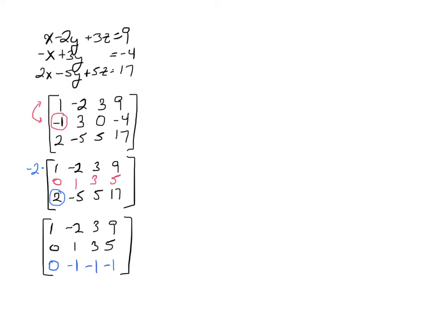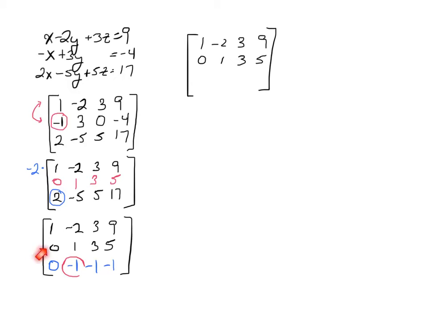So now let's work on making this a 0 right here. And then we'll have our little triangle of zeros. So we can eliminate this -1 by adding the second row and the third row. So I'm going to start back up here. I'm going to have 1, -2, 3, 9. And the third row will be replaced again.